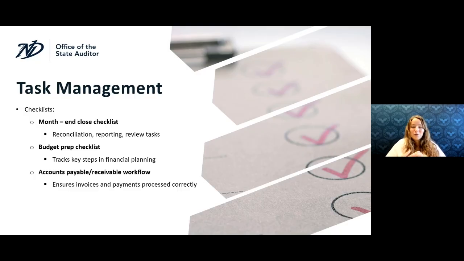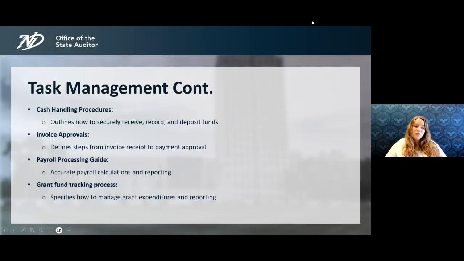And then accounts payable and receivable workflow. If you are a bigger district, that is tracking those, and just ensure that those invoices and payments are processed correctly. And then moving into cash handling procedures, those would outline how to securely receive, record, and deposit the funds that you might receive. Any invoice approvals would define steps from invoice receipt to payment approval. And then a payroll processing guide would include accurate payroll calculations and reporting. You don't want the IRS to come back and have issues with that. That could create a lot of problems.